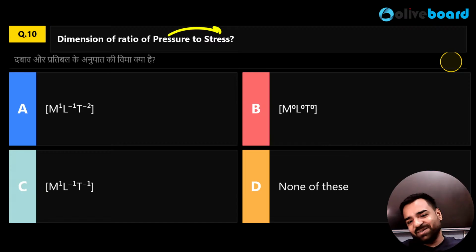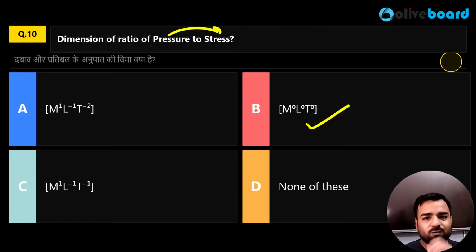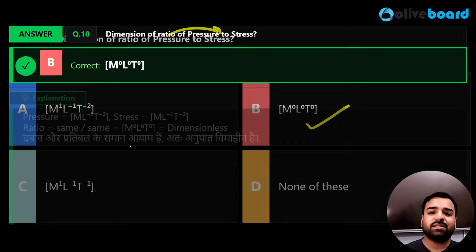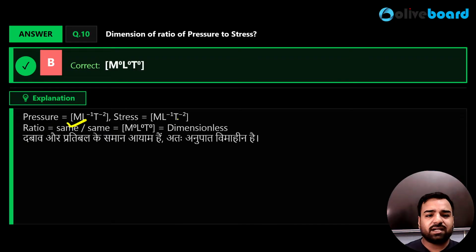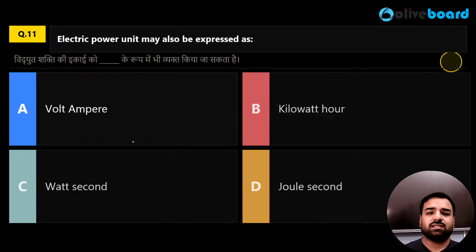Sumedha, this time you are wrong. See, if units are same, they'll obviously cancel out each other, right? And if they cancel out each other, that will be one only. So here, Pavan, Adi, you are correct. So it will be M to the power 0, L to the power 0, T to the power 0, because it means one only. It's actually dimensionless. So pressure and stress have the same dimensions, so the ratio will be dimensionless.